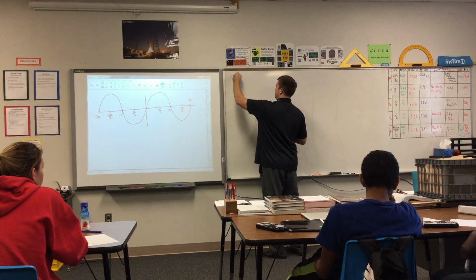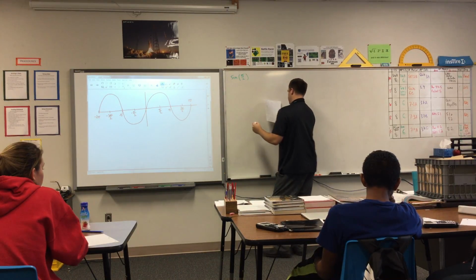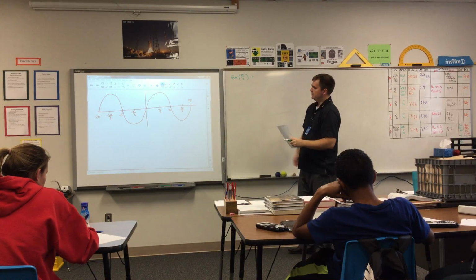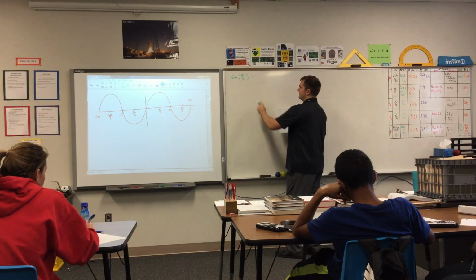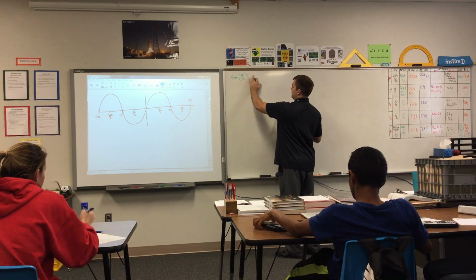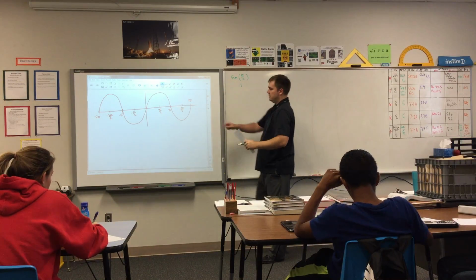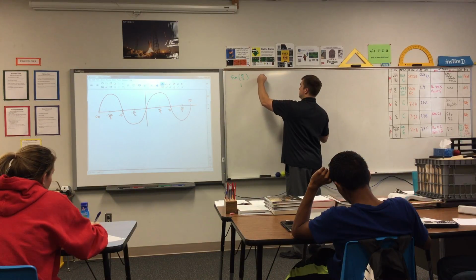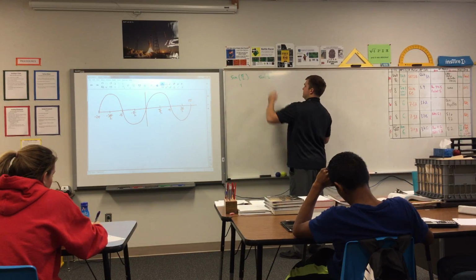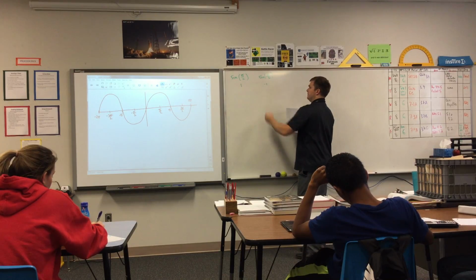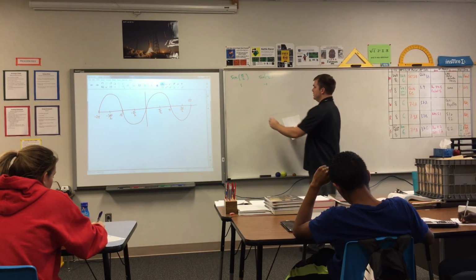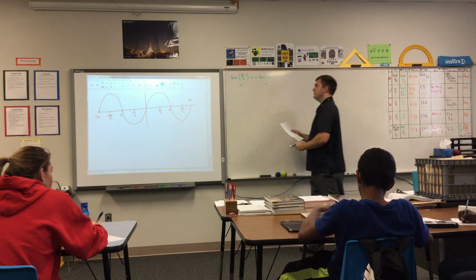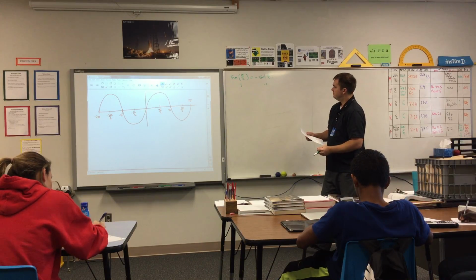So let's compare sine of pi over 2. What's the sine of pi over 2, folks? 1. Sine of pi over 2 is going to be 1. And over here, let's compare that with sine of negative pi over 2. Negative 1. So we would say sine of pi over 2 equals negative sine of negative pi over 2.